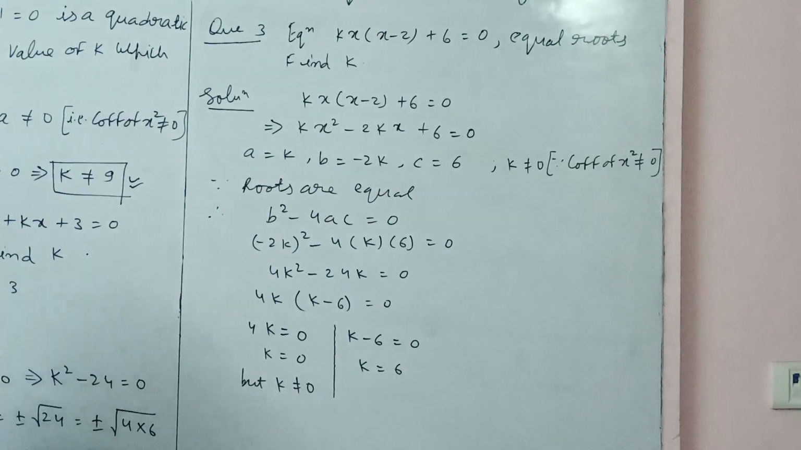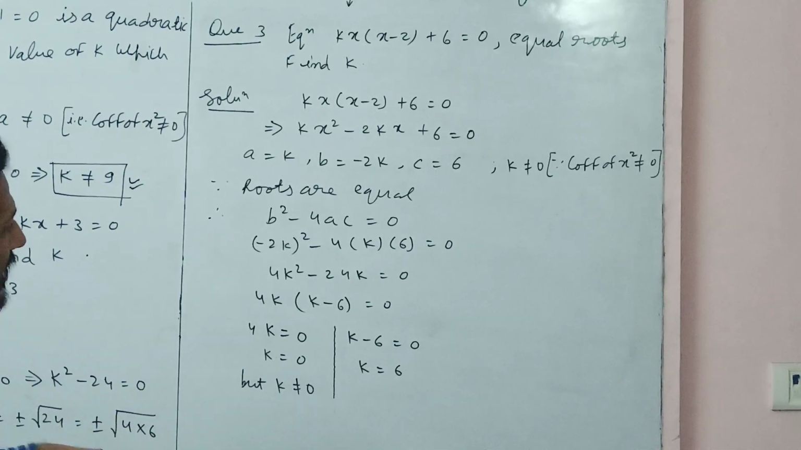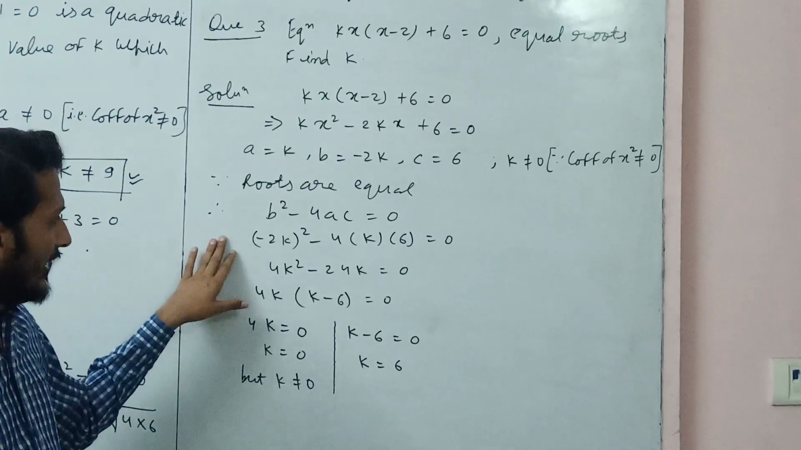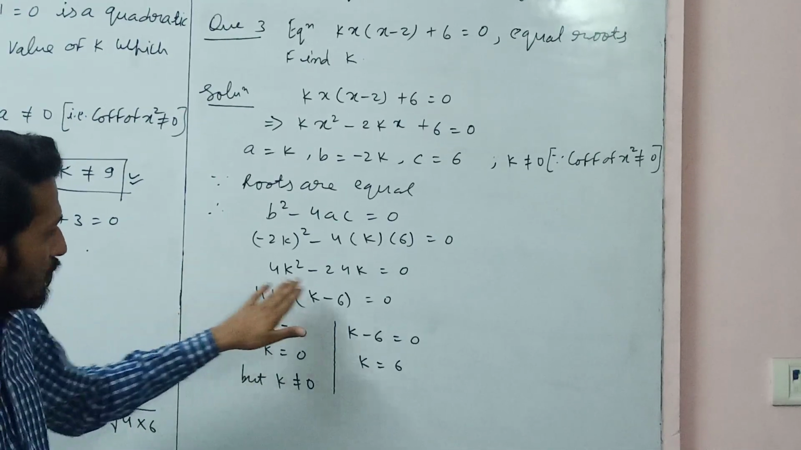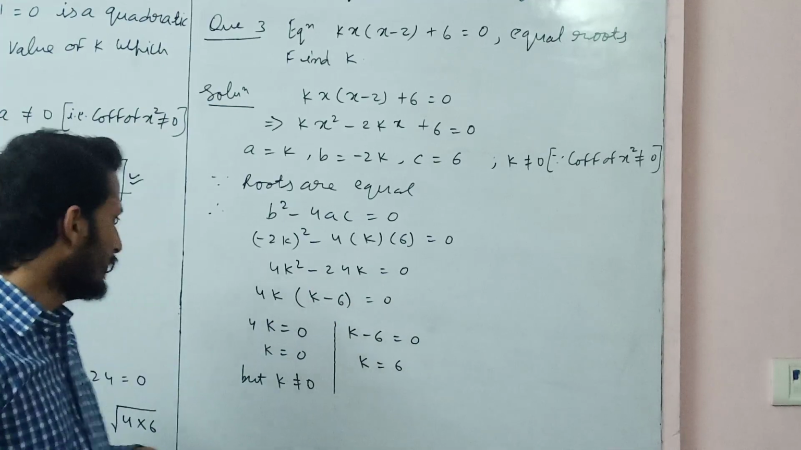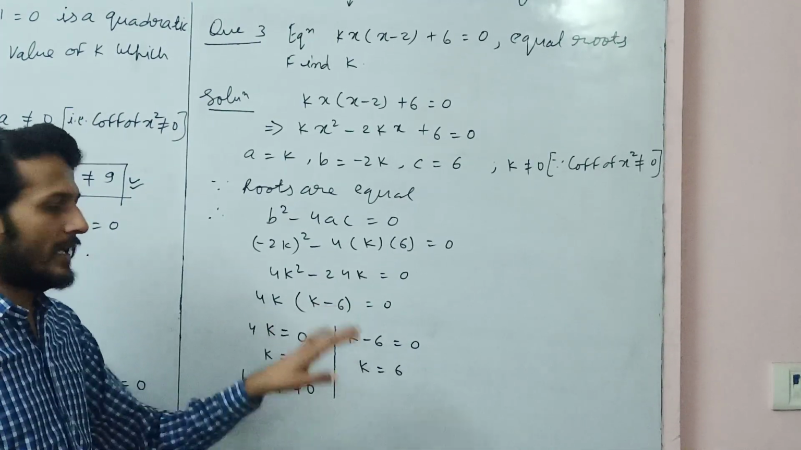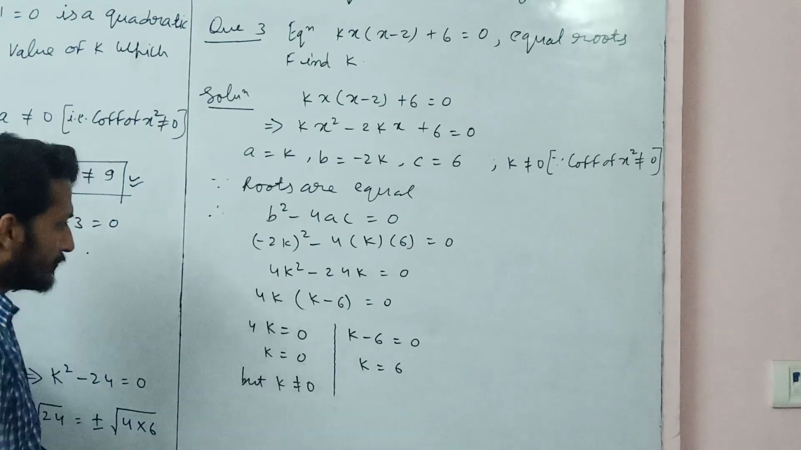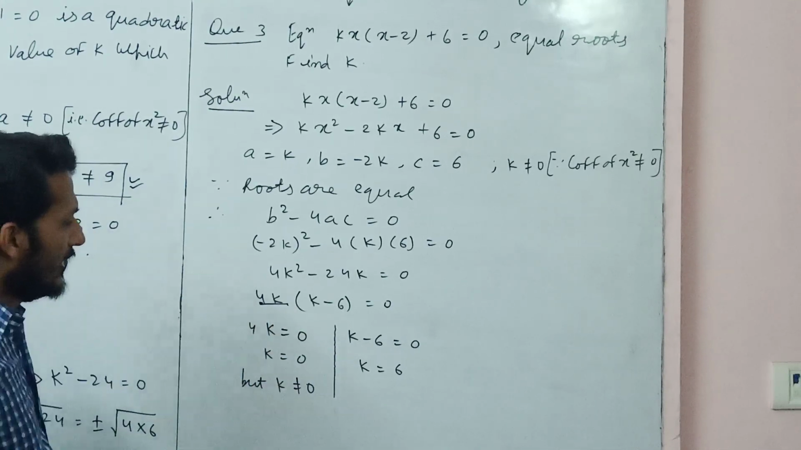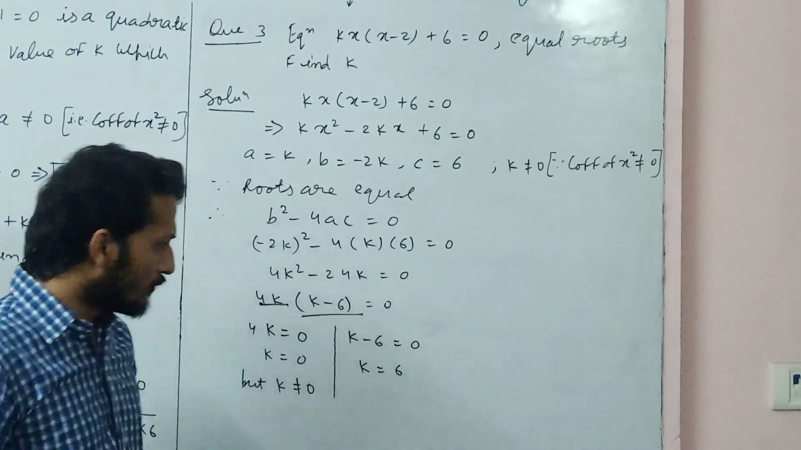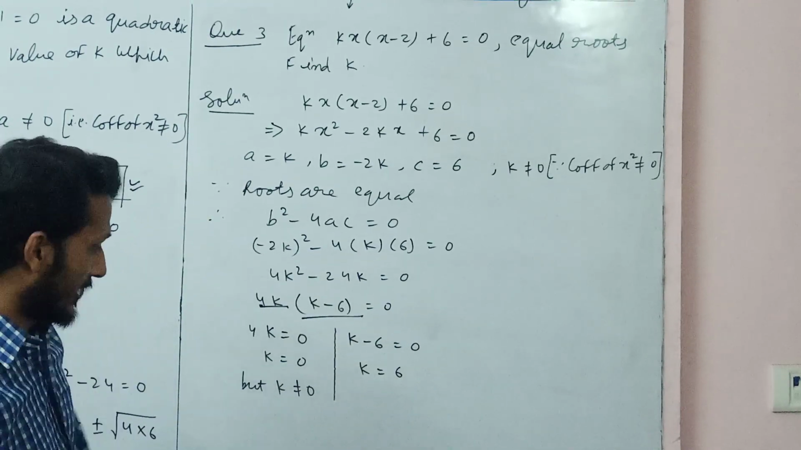Now it is given that roots are equal, and for equal roots we have studied that the condition is b square minus 4ac equal to 0. Put the values and we get 4k square minus 24k equal to 0. We can take out 4k common, then we have 4k multiplied by (k minus 6) equal to 0. If 4k equals 0, then we get k equals 0, and by putting k minus 6 equal to 0, we get k equals 6.